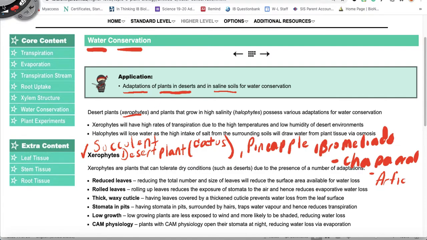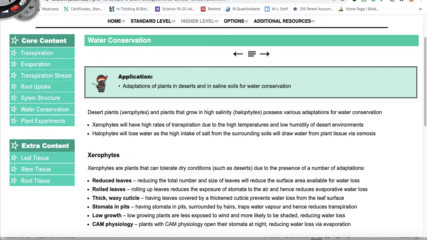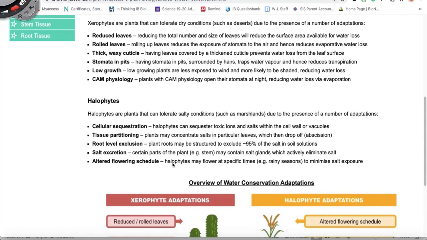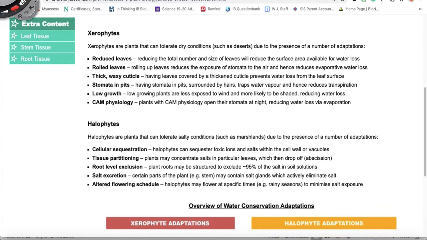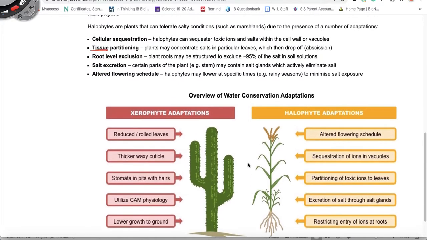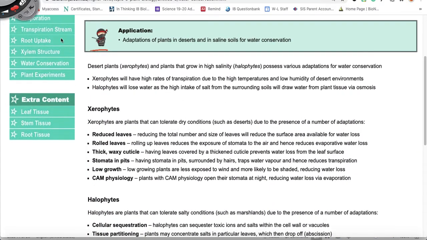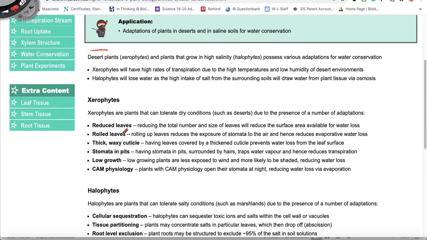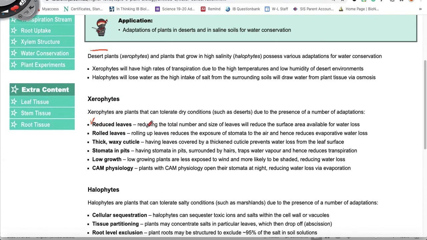Okay, so let's look at the xerophytes first, and let's start with the list here. So xerophytes, and again, don't think only of cactus. Think of things like pineapple, for example. Xerophytes can have reduced leaves. If you reduce the total number and size of leaves, this will reduce the surface area available for water loss. So that's one way of conserving water.